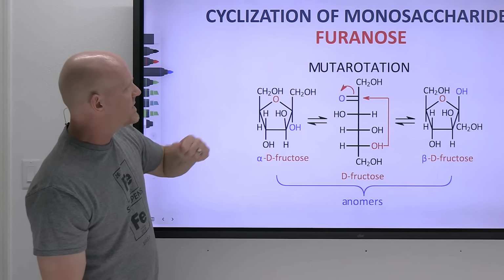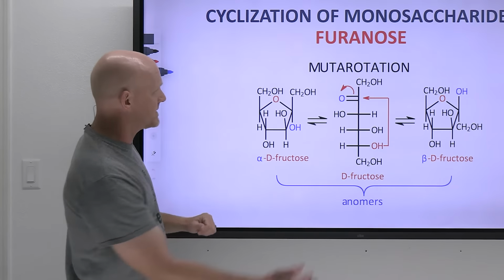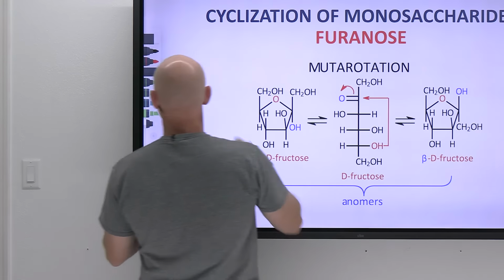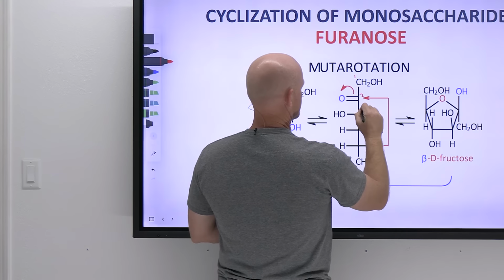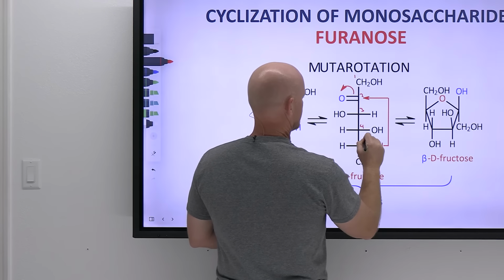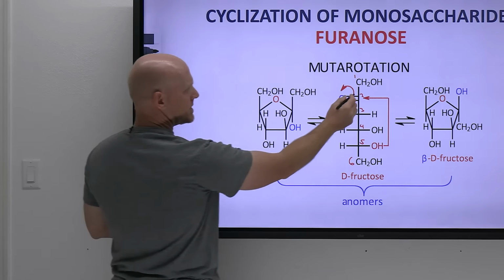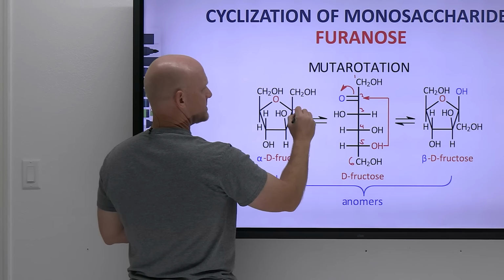All right, if you were going to number this thing, you look at how we'd recognize the numbering here. So we've got carbon number 1. Oh, let's do that in red, actually. So we've got carbon number 1, 2, 3, 4, 5, and 6. So going back over here, notice it's carbon number 2 that had the oxygen. That's going to become the new chiral center. So that's carbon number 2.